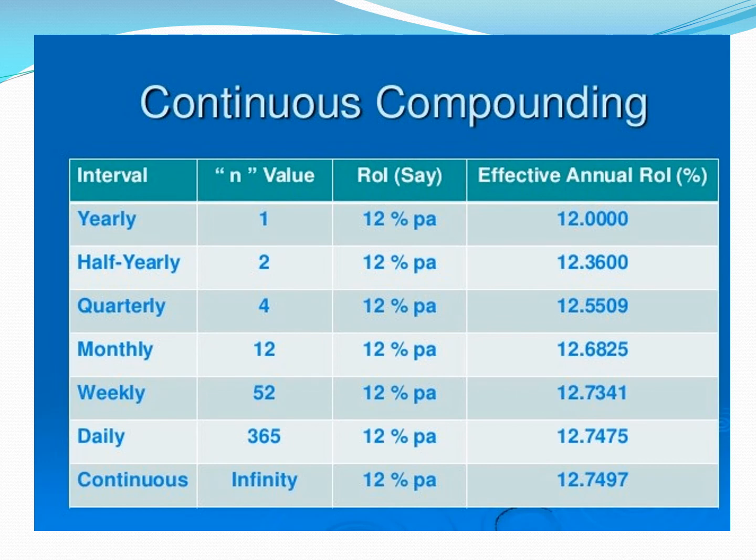Let's see some examples for an amount over 1 year. Yearly, n value 1, the rate is 12% per annum, effective annual rate is 12 per annum. Half yearly, 2 times every year, 12% per annum, we get 12.3600. Quarterly, 4 times every year, 12.5509. Monthly, 12 times every year, 12.61. Weekly, 12.7341. And daily, 12.7475. Continuous, or infinity, is slightly higher at 12.7497.